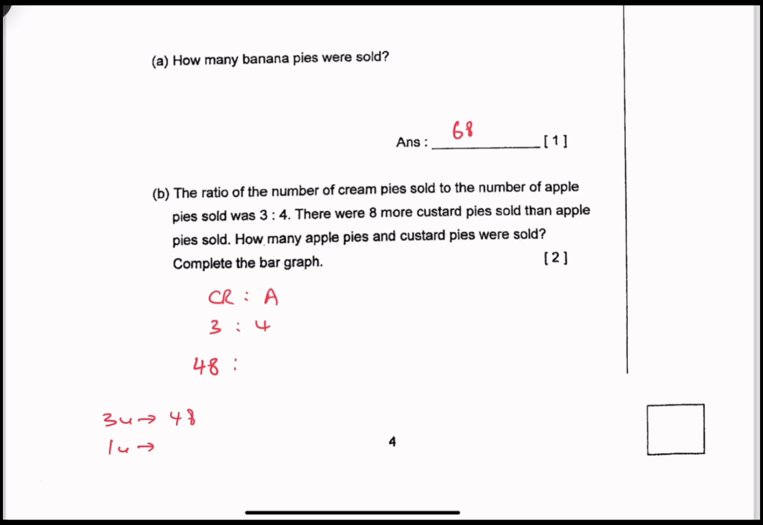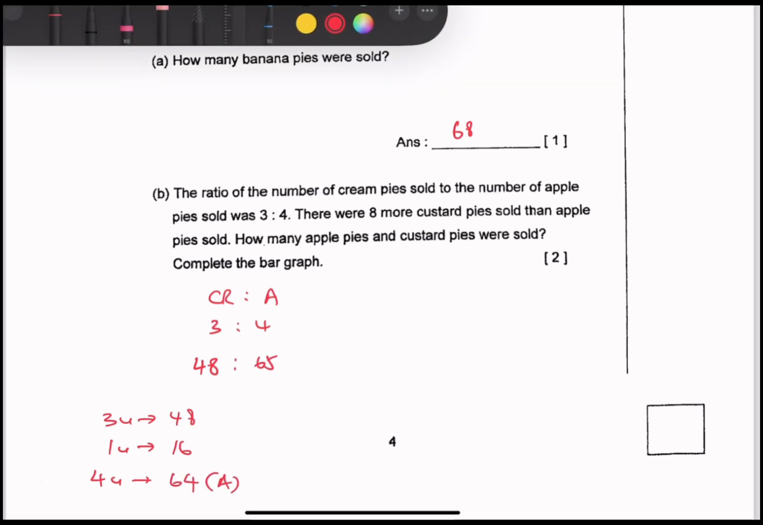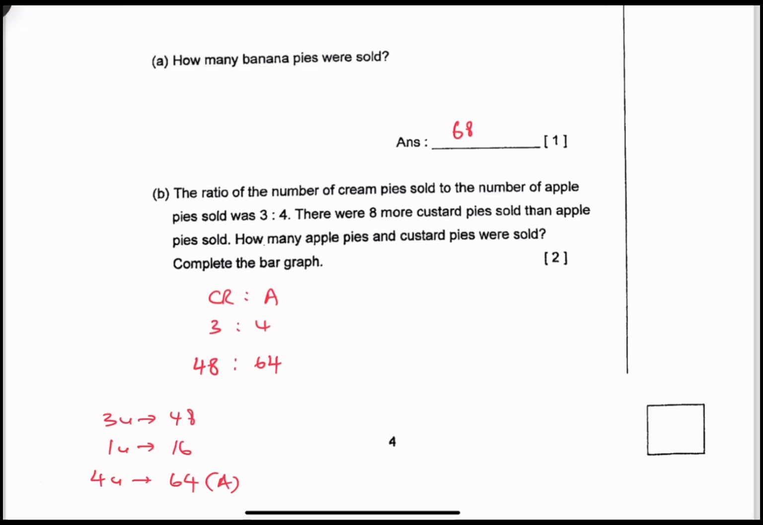So 1 unit will be 16. And then here I will find 4 units, which is my apple, which is 64. Right, so they said there were 8 more custard pies sold. So custard is 8 more, which is 8 plus 64. That gives you 72.